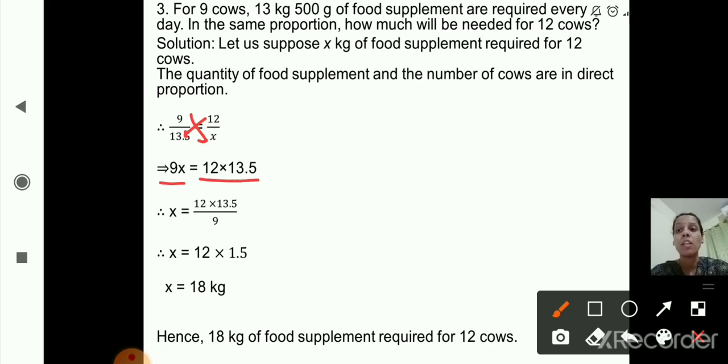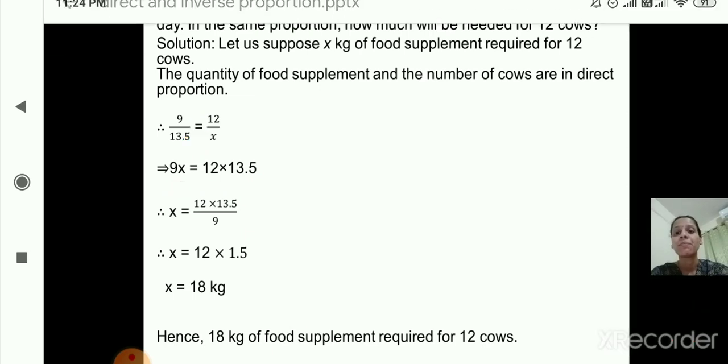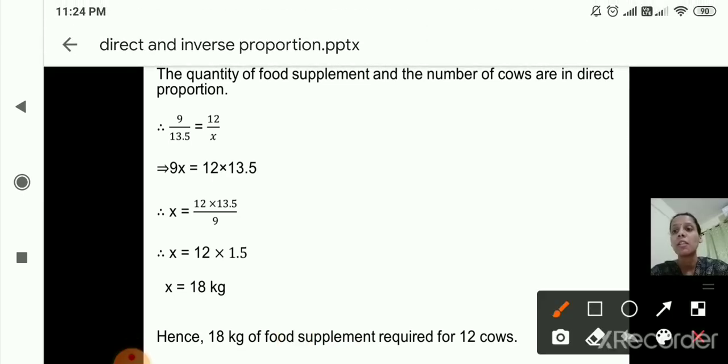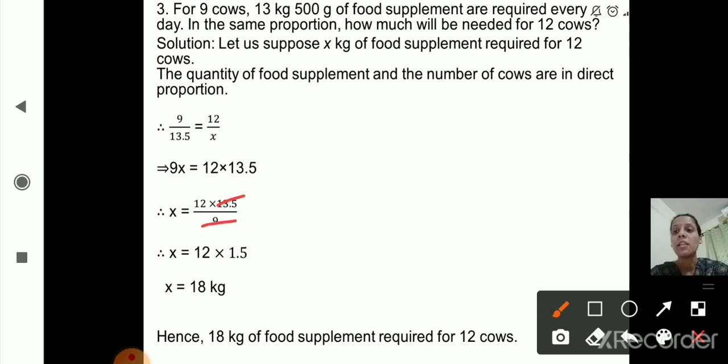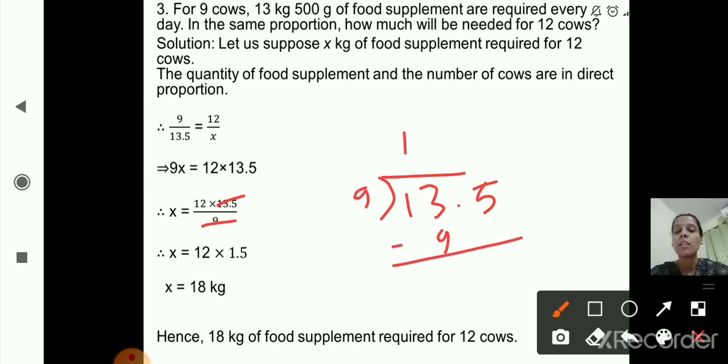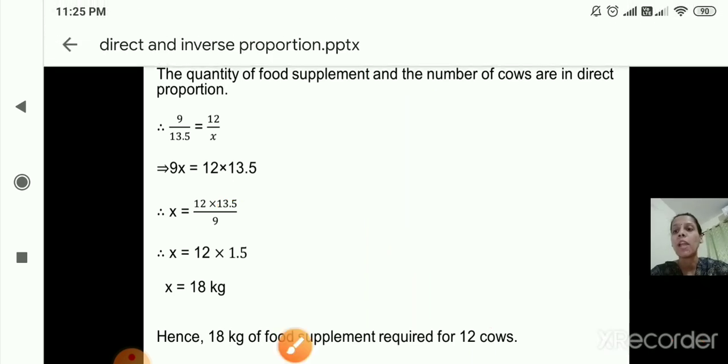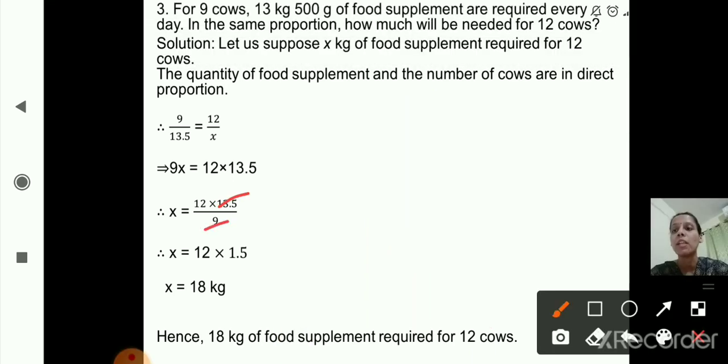Now as we have to find the value of x, 9 will go to the other side, so it becomes divide. So we got 12 into 13.5 divided by 9. Now we can cancel 13.5 by 9. So 13.5 divided by 9: 9 ones are 9, 13 minus 9 is 4, this 5 will come down, here is the decimal point, and 9 5s are 45. So we got 1.5.